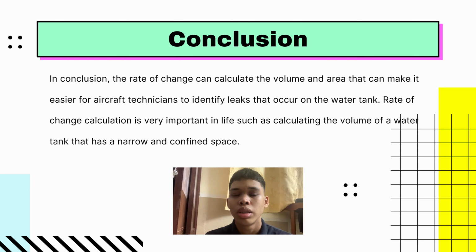In conclusion, the rate of change can be used to calculate the volume and area, which makes it easier for aircraft technicians to identify leaks in the water tank. Rate of change calculation is very important in life, such as calculating the volume of a water tank that has a narrow and confined space.